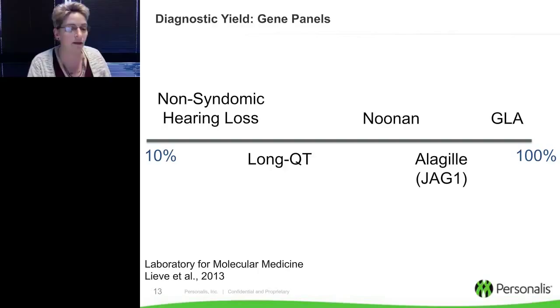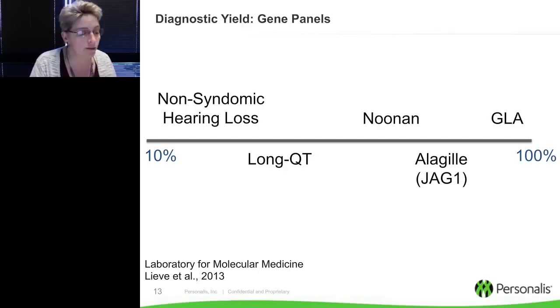And so if we want to really look at what the diagnostic yield on gene panels is, one of the things that we see is in fact that this diagnostic yield varies wildly. So we see on the low end, the diagnostic yield may be as low as 10%, and on the high end, it starts to approach 100%.